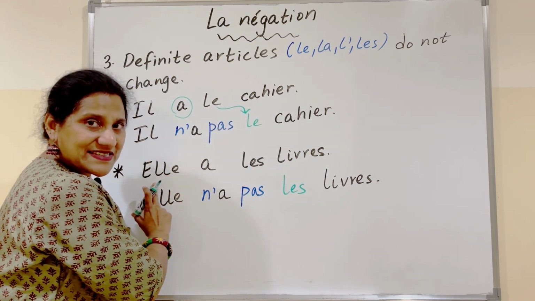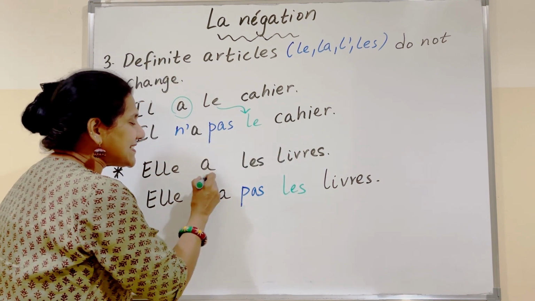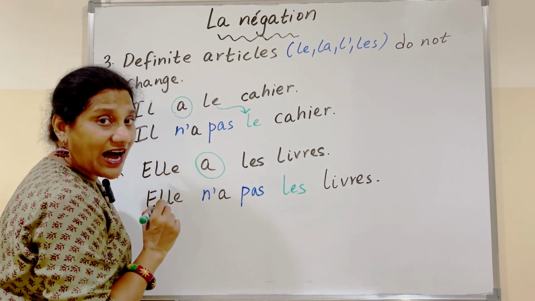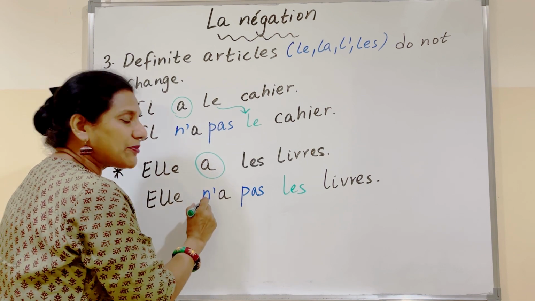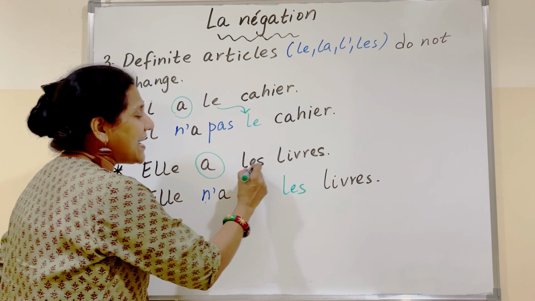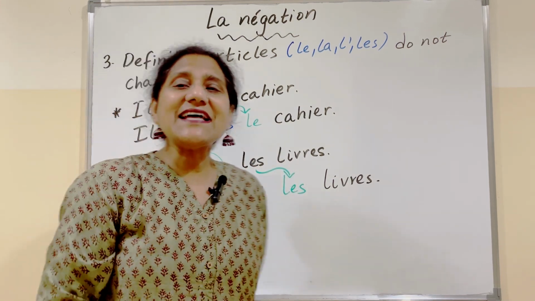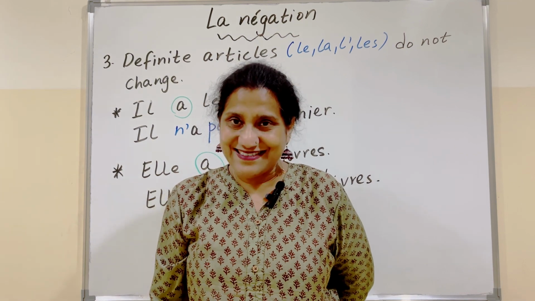Let's take another example. Elle a les livres. So here we identify the verb, a is the verb. Put an apostrophe before the verb and pas after the verb, and the definite article remains the same. Let's look at some examples.